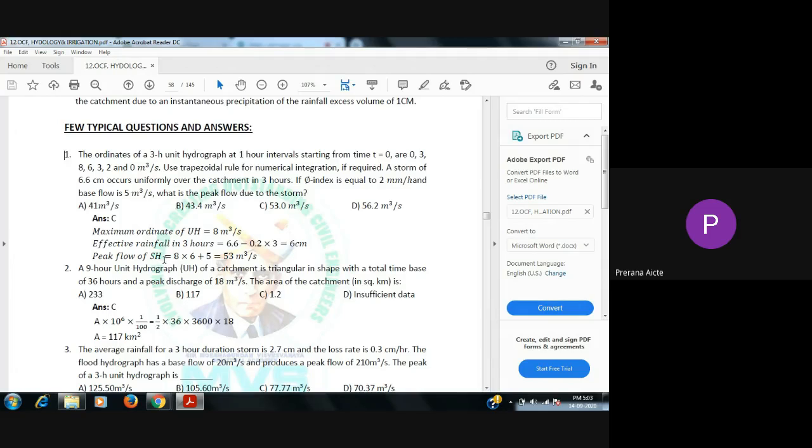Then the peak flow due to the storm hydrograph. SH means storm hydrograph. What is a storm hydrograph actually? Total hydrograph. So this 8 meter cube per second, the peak discharge, times 6, where 6 means effective rainfall, plus 5 means base flow. It includes base flow because the total runoff hydrograph includes surface, subsurface, then base flow. So effective rainfall plus base flow gives the total hydrograph, meaning that is the peak flow of the storm hydrograph.